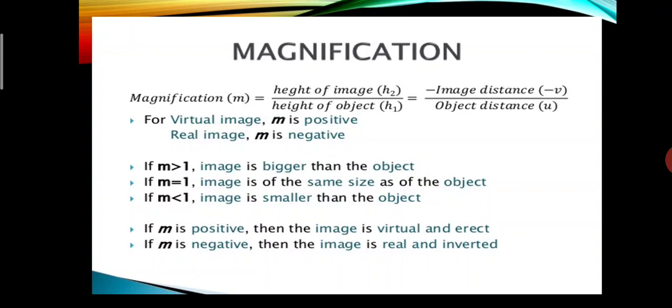As the object is always kept above the principal axis, its height is always taken to be positive. For virtual images, the height is positive, while for real images it is negative. As the object is kept on the left of the mirror, its distance, that is u, is always negative.